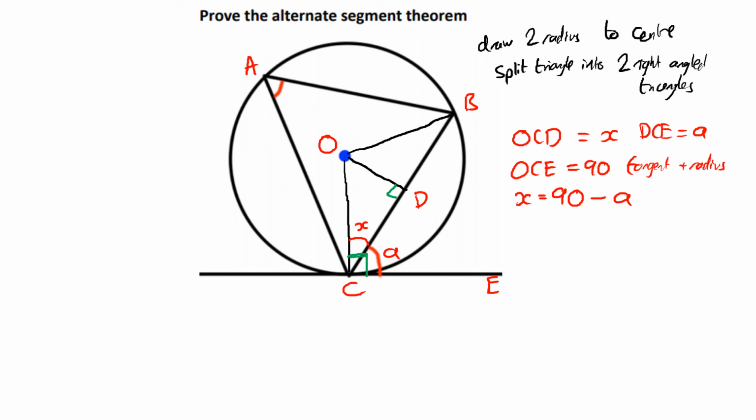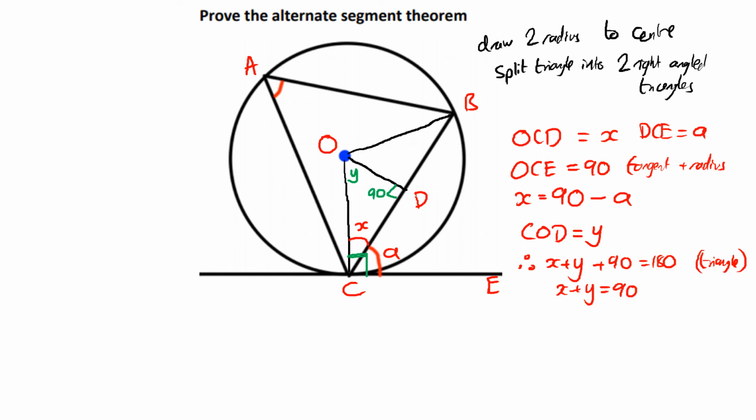Okay. What else can we do? Well, we could say that angle COD, getting all the great acronyms out today, is equal to y. We're just going to say it is. And then what's the thing with that? Well, that's part of a right-angled triangle that involves a 90-degree angle, an x and a y. So we can therefore say that x plus y plus 90 is equal to 180 degrees because we've made them into a triangle. And take away 90 from both sides, that means that x plus y is equal to 90.